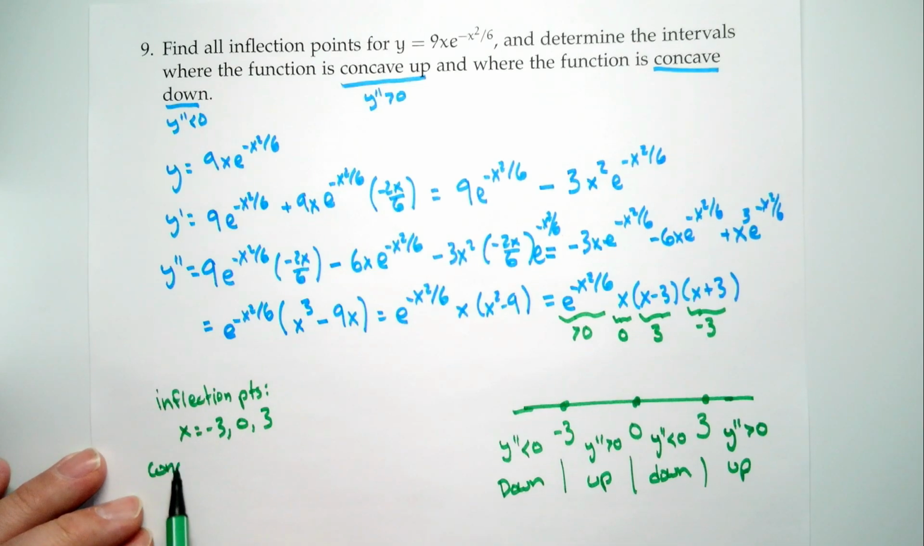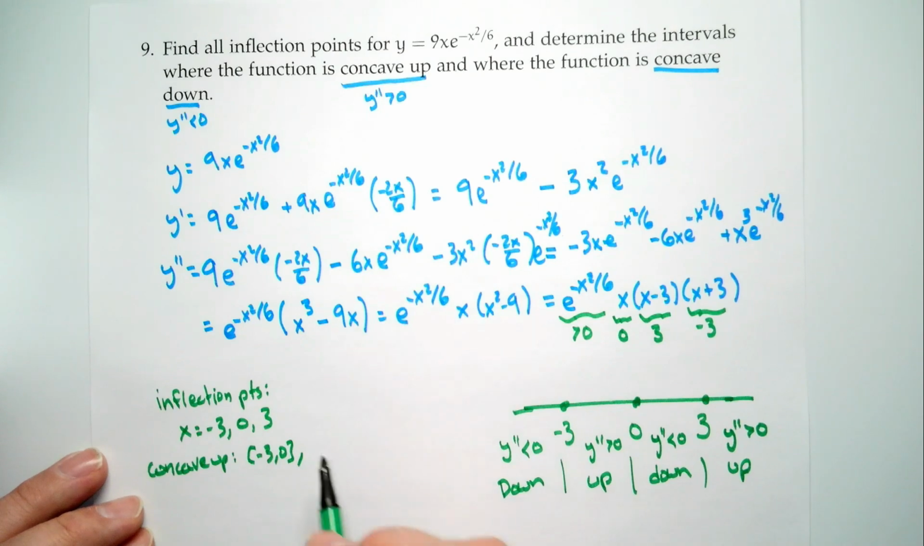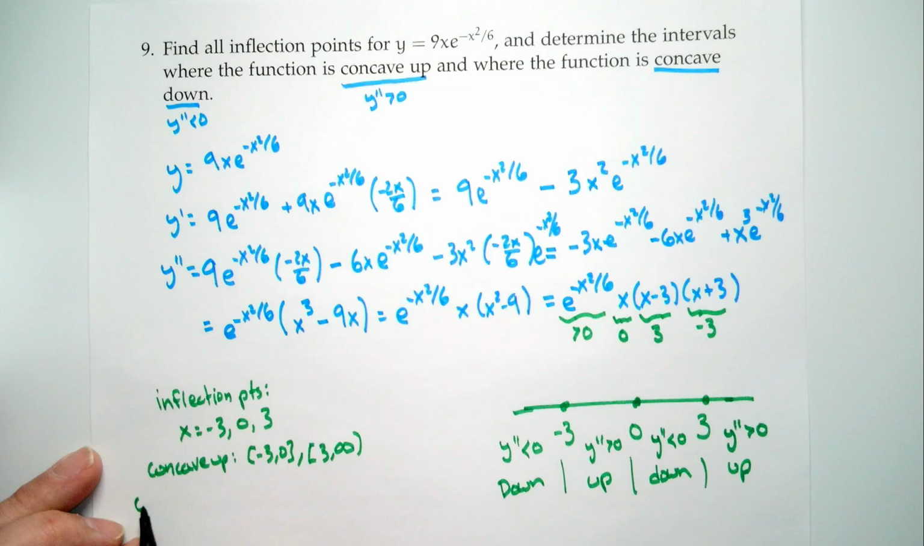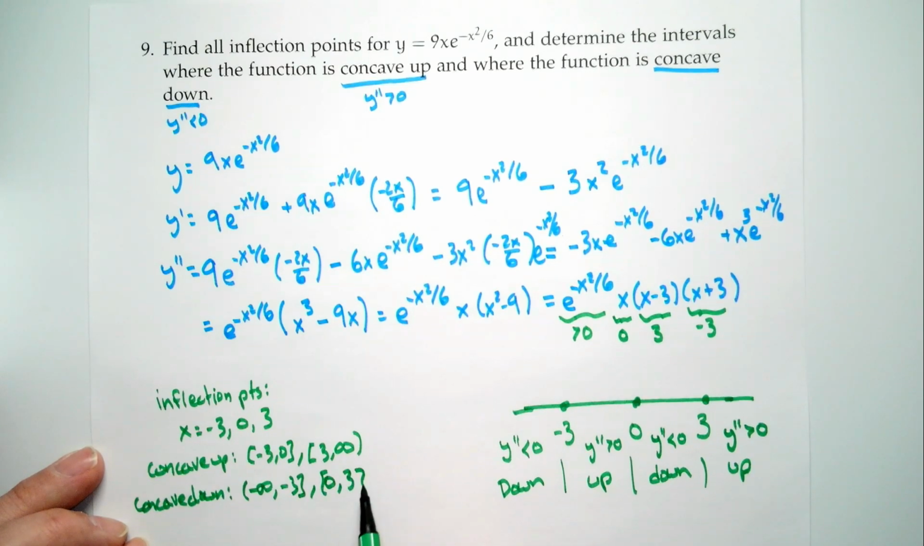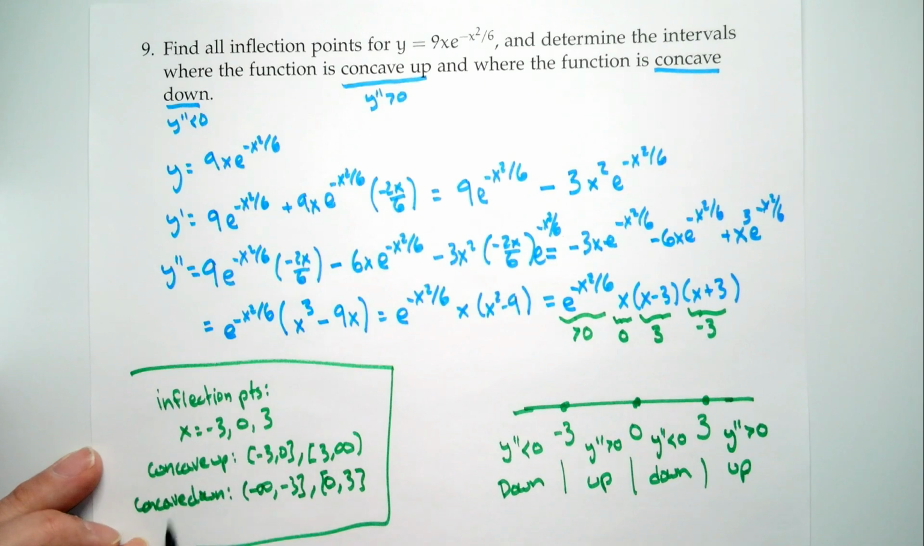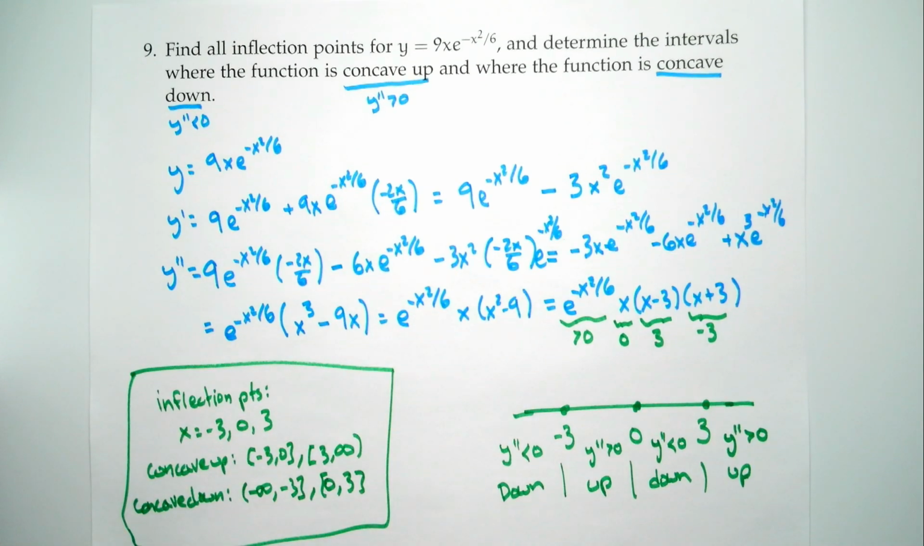We're concave up where? From negative 3 to 0, and from positive 3 towards infinity. And we're concave down where? From minus infinity up to negative 3, and from 0 to 3. And that is our answer.